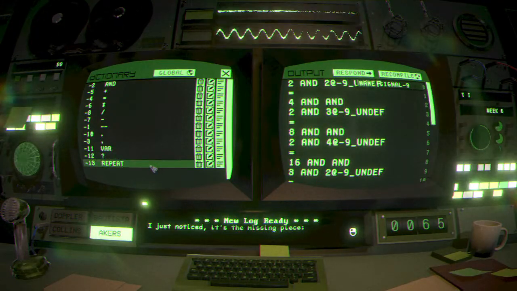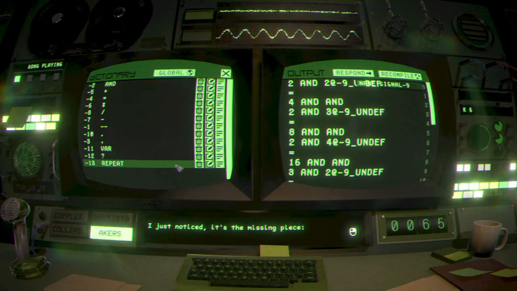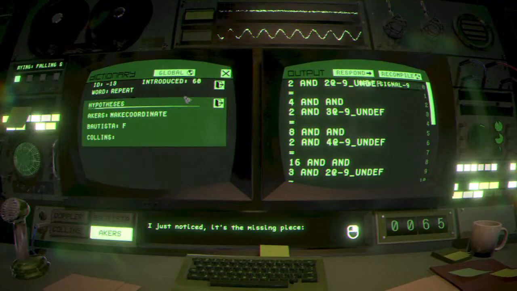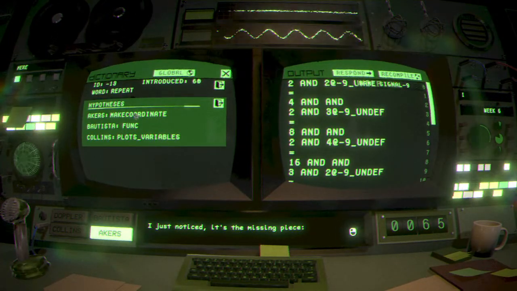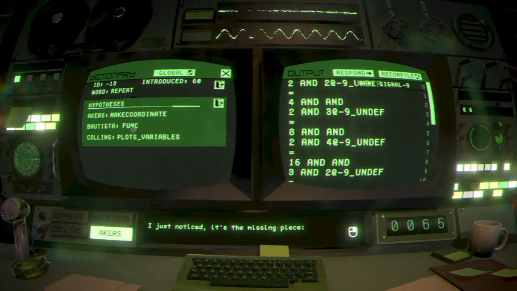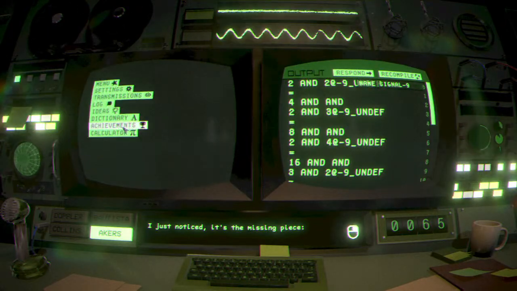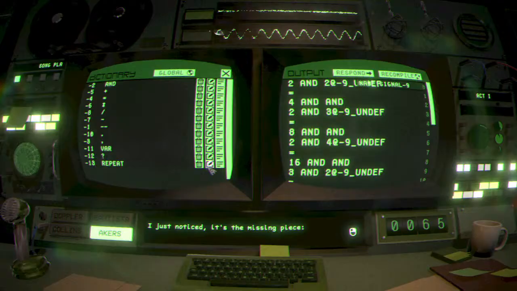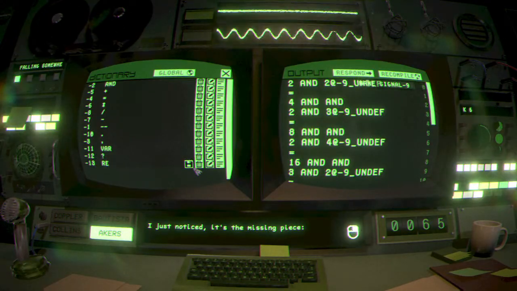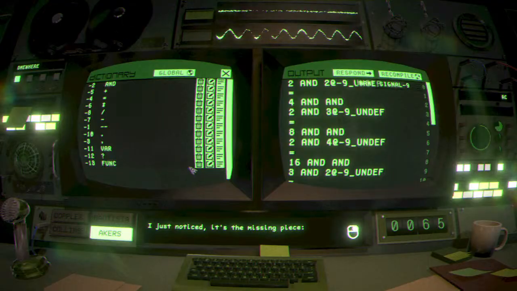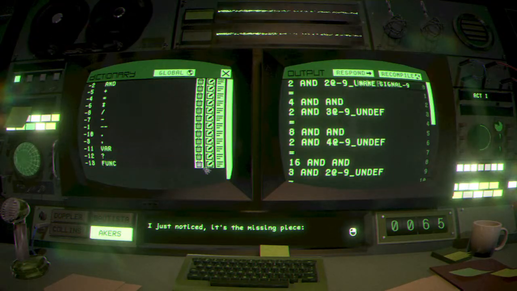Alright, so there's a second log coming up after. And then repeat, what do they say? Bunk. Plots variables, make coordinate. Bunk. Is that what it is? It's a function? I didn't make that connection, but I don't mind it, so I'll do that instead. Okay, anyway.